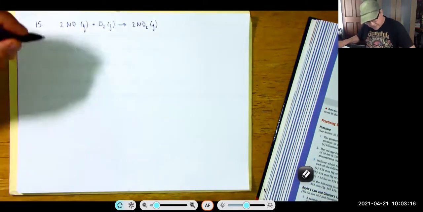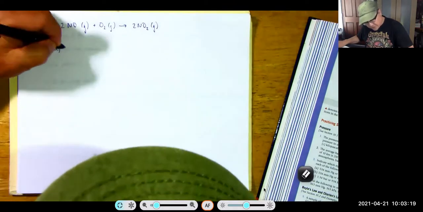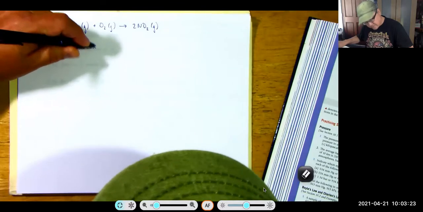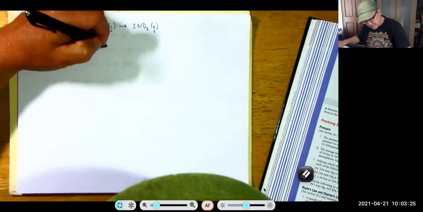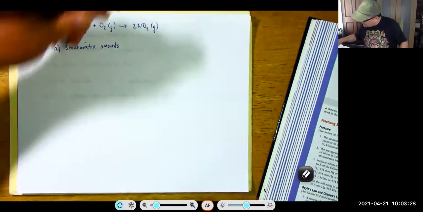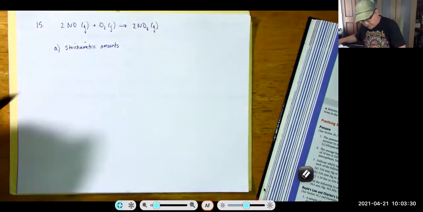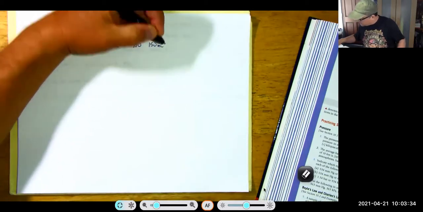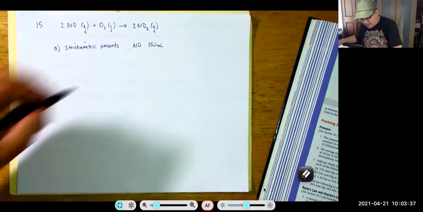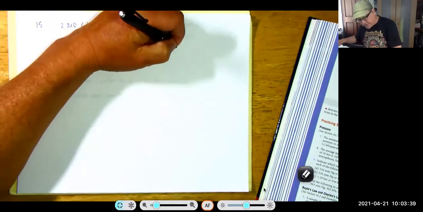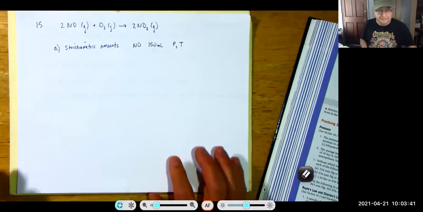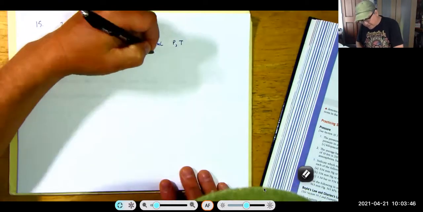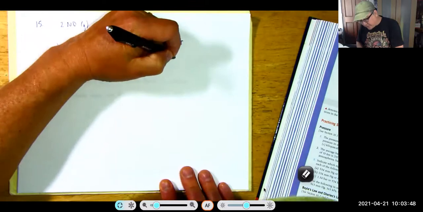And for A, you want stoichiometric amounts. And for the NO, we have 150 milliliters. And we have a certain pressure and we have a certain temperature, but we don't know what those are. And for O2, we want to know how many milliliters, and they're at the same pressure and temperature.